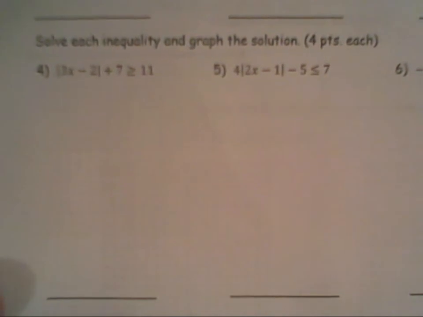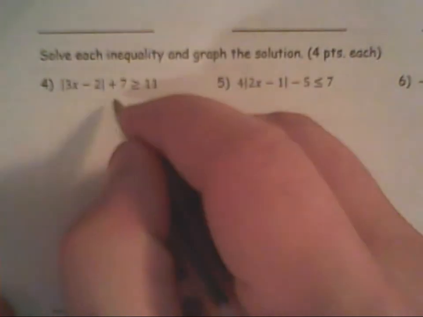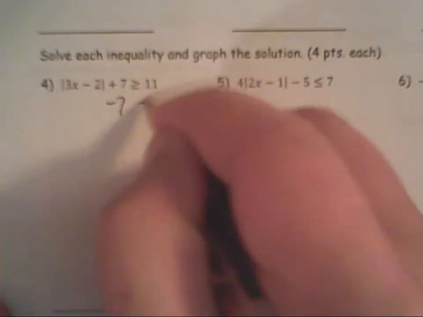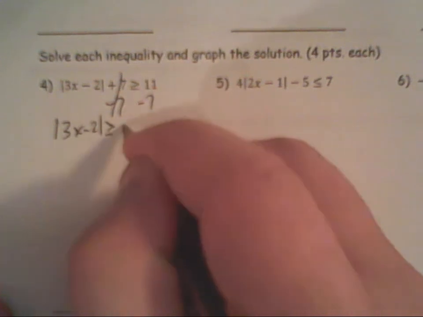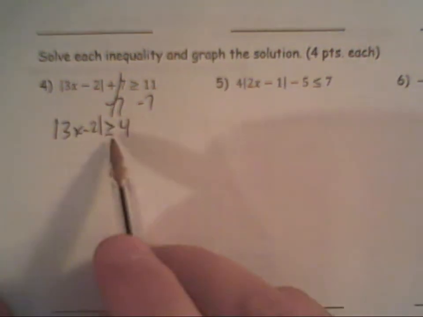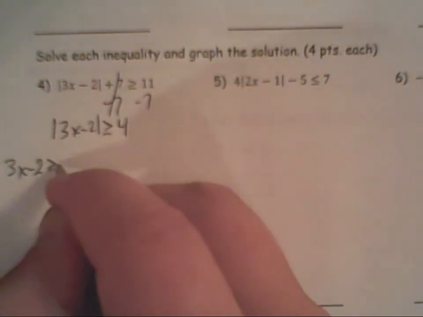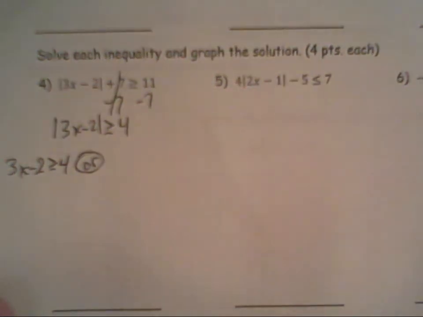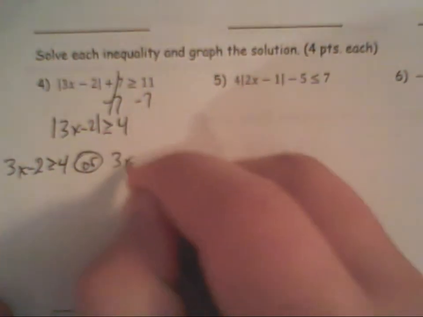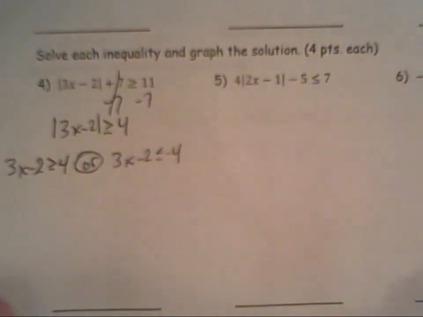Okay, then 4 through 6, we're solving an absolute value inequality and then graphing the solution. So what I would do for number 4 to start off with is I would subtract 7 from both sides, and I'd have the absolute value of 3x minus 2 is greater than or equal to 4. Because it's greater than or equal to, I'm going to have two equations. 3x minus 2 is greater than or equal to 4, and those two equations are going to be separated with an or sign, an or between them. So the other equation is going to be 3x minus 2 is less than or equal to -4.